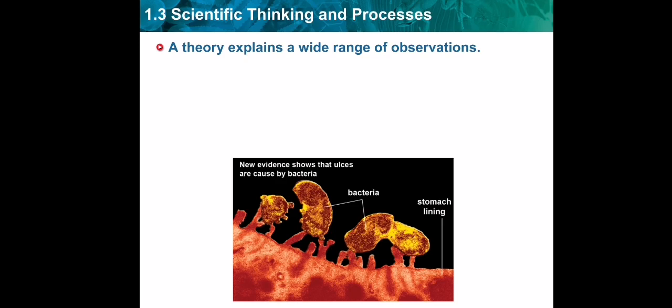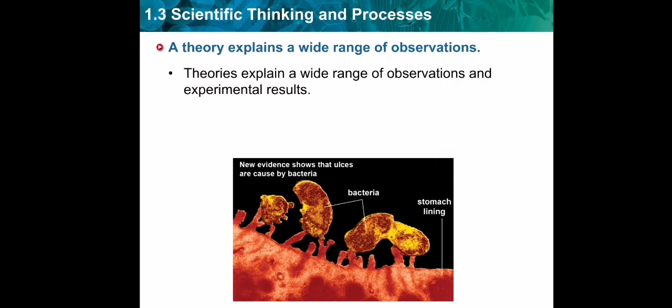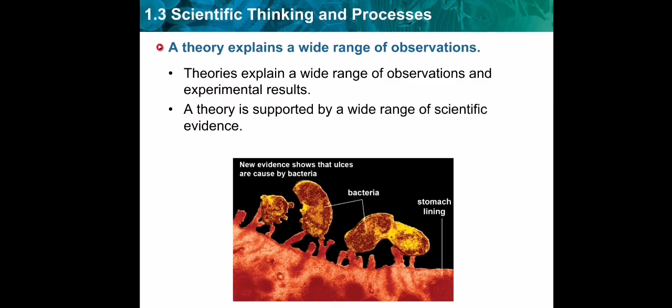A theory explains a wide range of observations. Theories explain a wide range of observations and experimental results. A theory is supported by a wide range of scientific evidence. Theories can change based on new evidence.